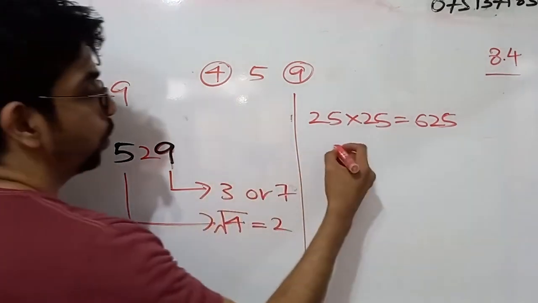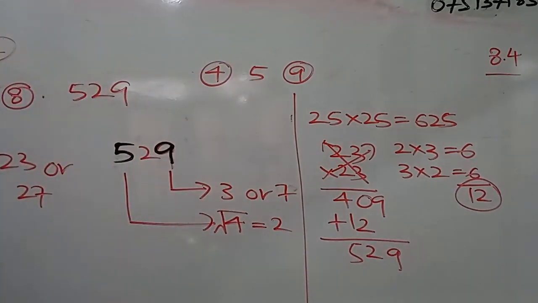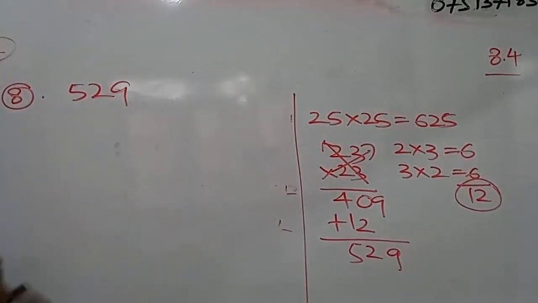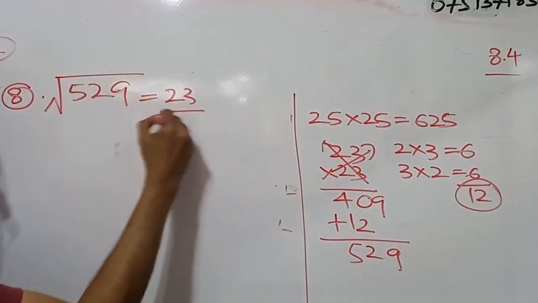Okay. So 23 into 23, that means 529. This is a perfect square, right? So this is a perfect square. What is the square root? The square root is 23.